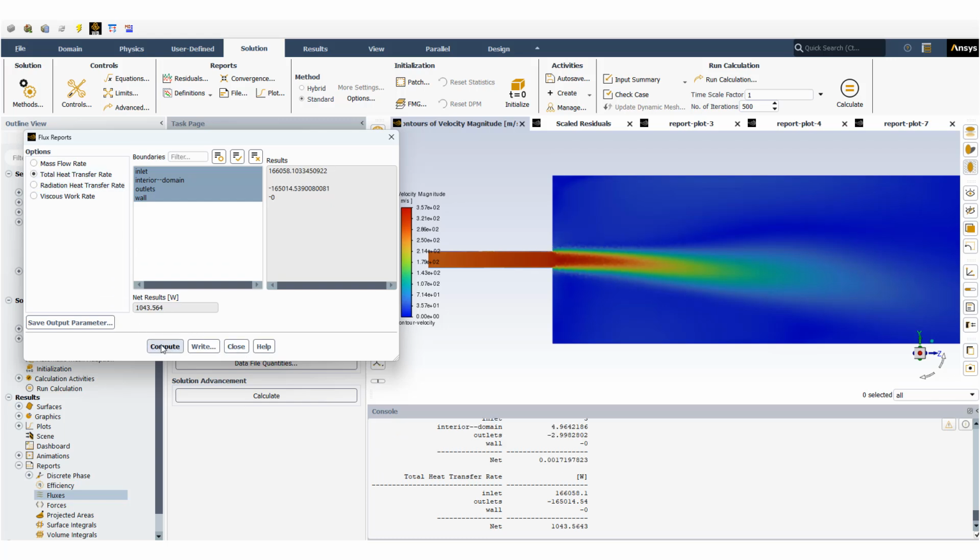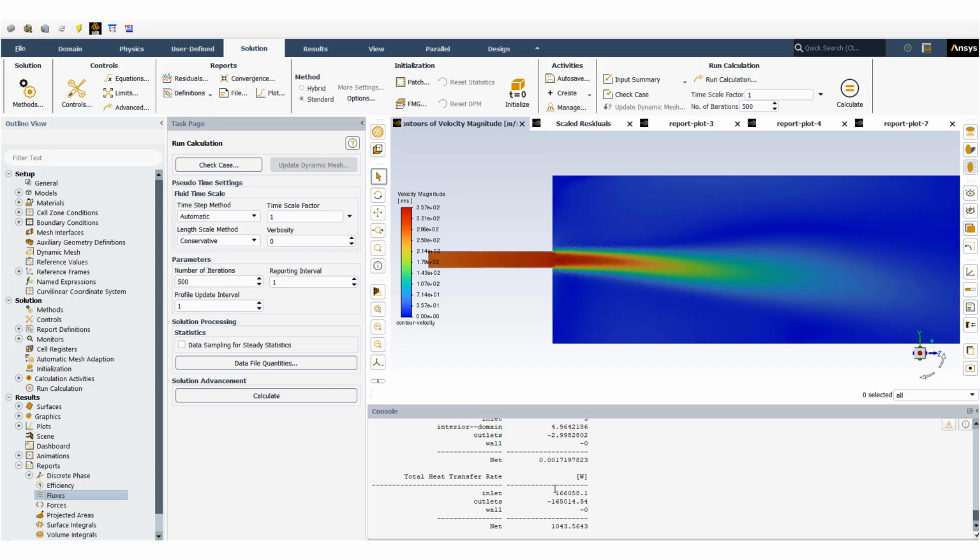and no heat transfer from the walls, you can see 0, and the difference between incoming heat from the inlet and outgoing is about 1043. So this is the way that we can check the imbalance in the system.